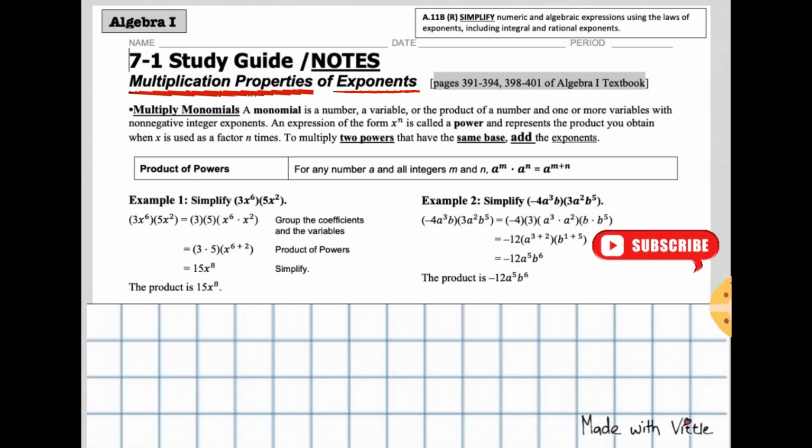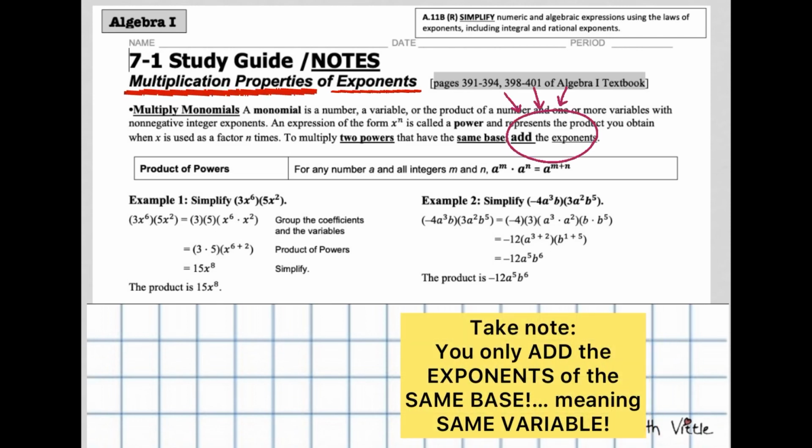So what will happen with power numbers when you multiply them? All you have to do is add their exponents. Let's have our first example.